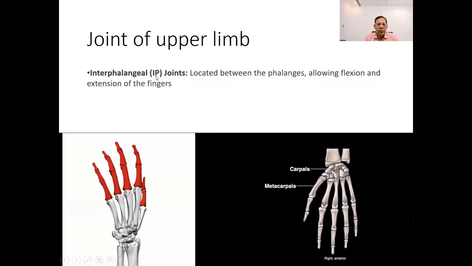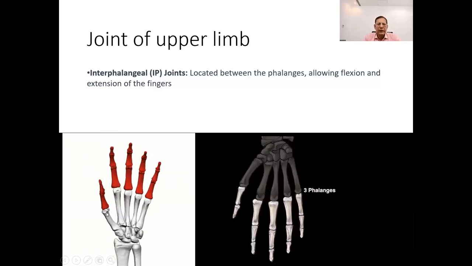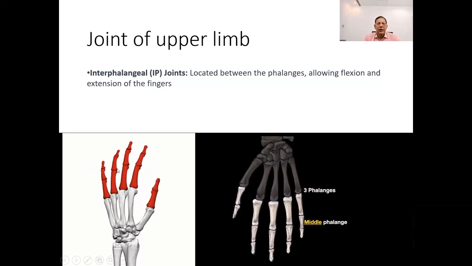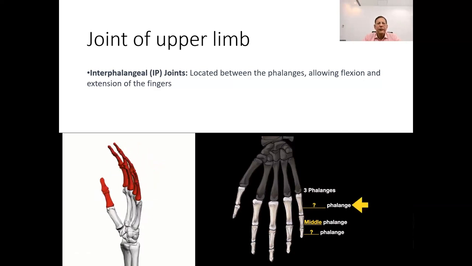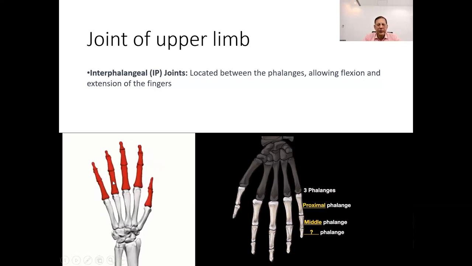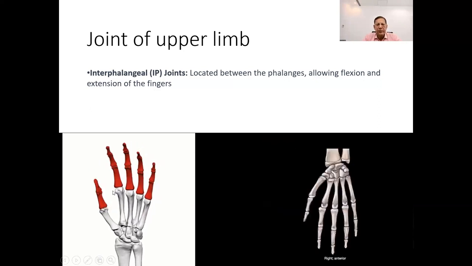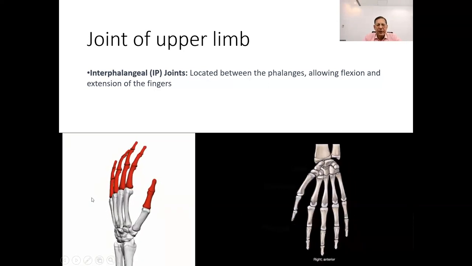Interphalangeal joints are the joints which are located between the phalanges, which are the bones of the fingers. These joints play a crucial role in finger movements, allowing for flexion and extension. There are two sets of interphalangeal joints in each finger, except for the thumb, which has only one set.